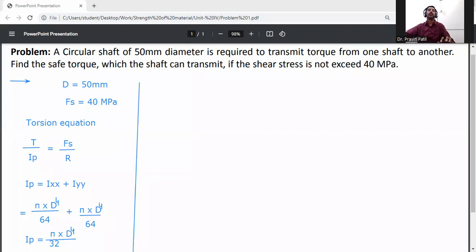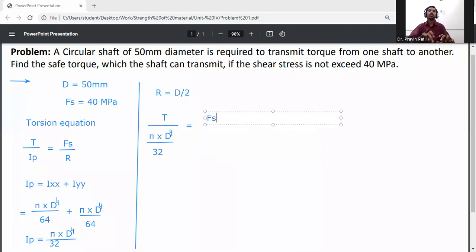Now R is D by 2. Okay. So put all these values in the torsion equation. T divided by IP, which is pi d raised to 4 divided by 32, is equal to Fs, the shear stress, divided by R, which is d by 2. Okay. So from the torsion equation, T is the torque.